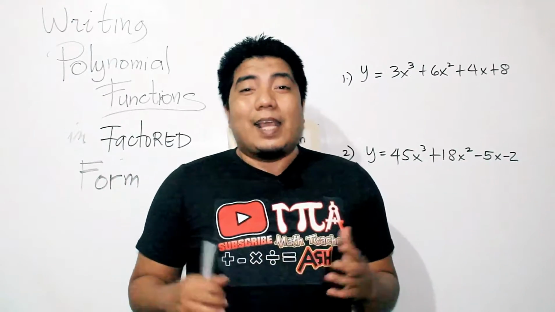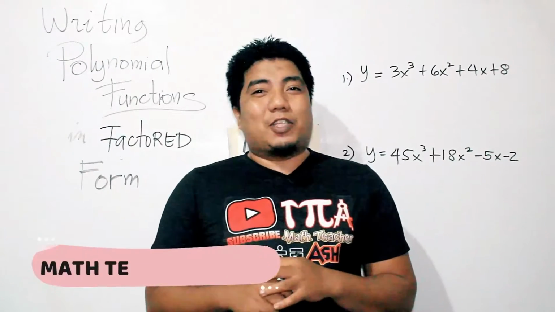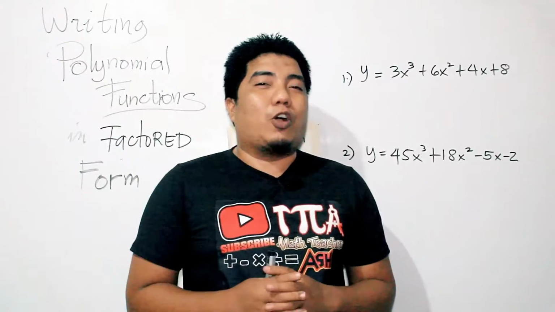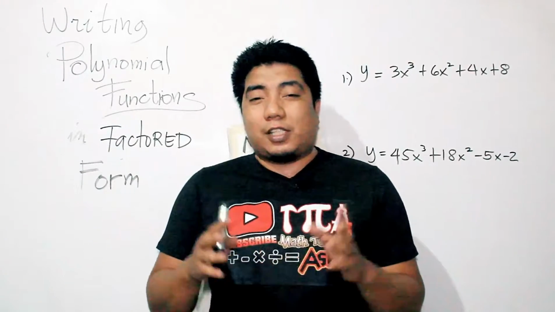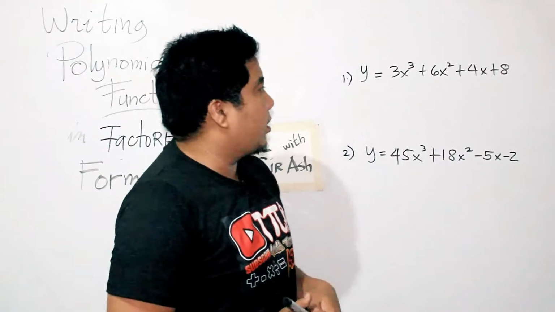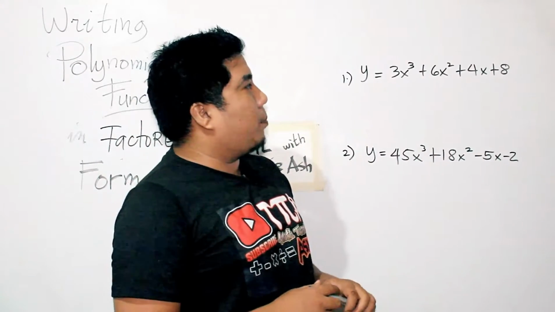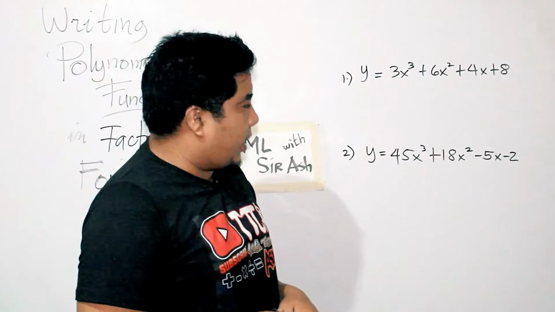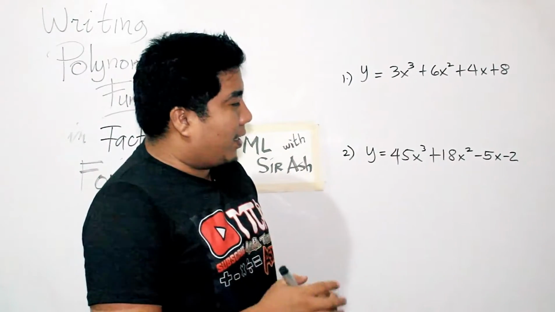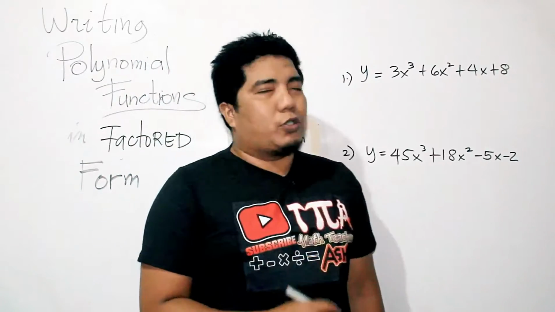Hello math learners! This is still your free access math teacher Ash, and today we're going to continue our first discussion on writing polynomial functions in factored form. As you can see, we have our first two examples. Y is equal to 3x cubed plus 6x squared plus 4x plus 8, and the second one is y is equal to 45x cubed plus 18x squared minus 5x minus 2.